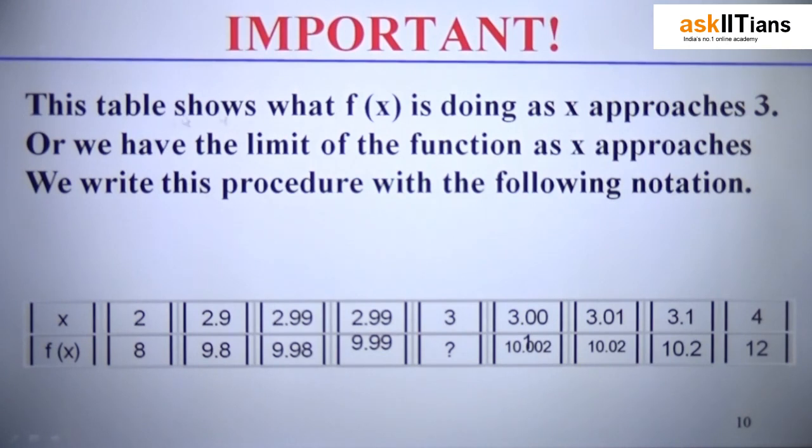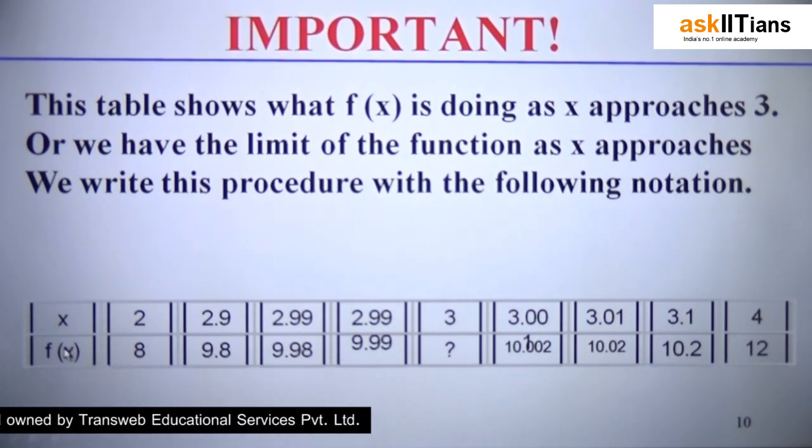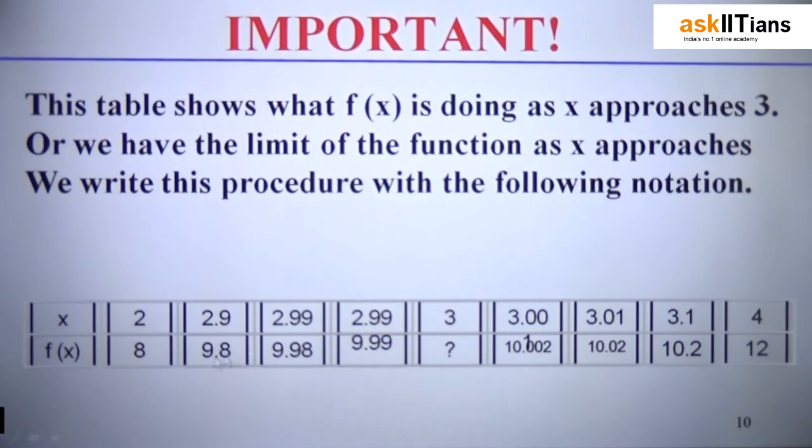Next, the table shows what f(x) is doing as x approaches 3, or we have the limit of the function as x approaches 3. We write this procedure with the following notation. When the value of x is approaching towards 3, the first 4 values which are written show that we are approaching from the left hand side. The next 4 values show the values which we have obtained while approaching from the right hand side, and this part of the table shows the different values that the function assumes when we are approaching towards 3. It's also visible from this table that the value that this function assumes when we approach towards 3 is more or less equal to 10.